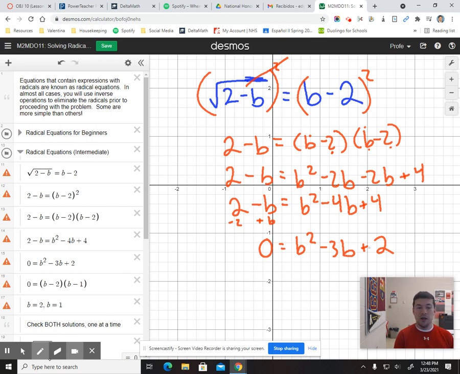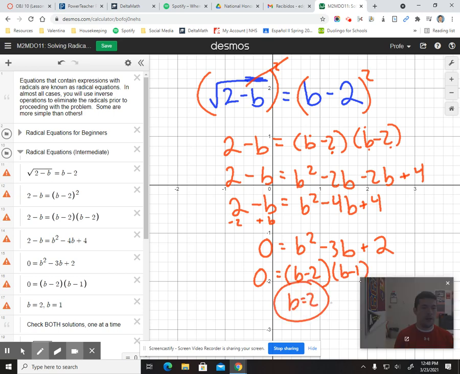Now you can choose. Should I solve this quadratic equation by completing the square, quadratic formula, or factoring? Big fan of factoring, so I'm going to factor that to b minus 2 times b minus 1, which means my two solutions are b equals 2 and b equals 1. I extract the zeros from each factor.